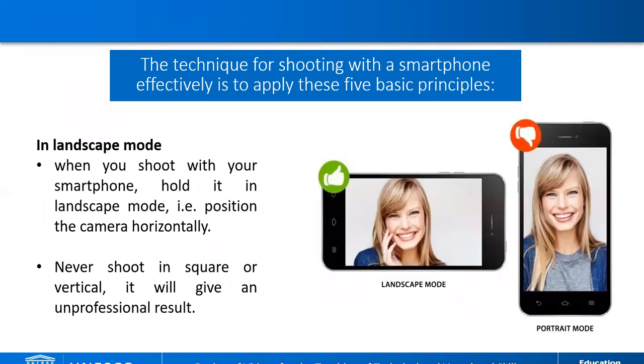The technique for shooting effectively with a smartphone is to apply these 5 basic principles. First, landscape mode: when you shoot with your smartphone, hold it in landscape mode, that is, position the camera horizontally. Never shoot in square or vertical. It will give an unprofessional result.